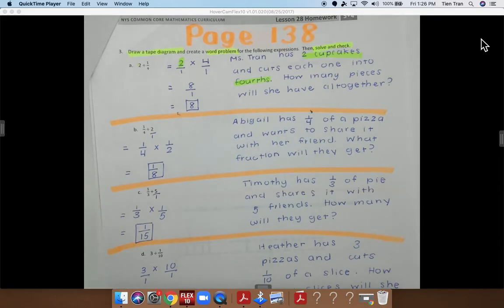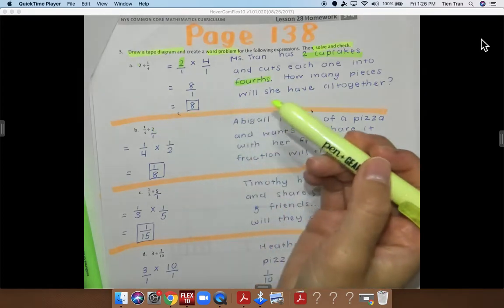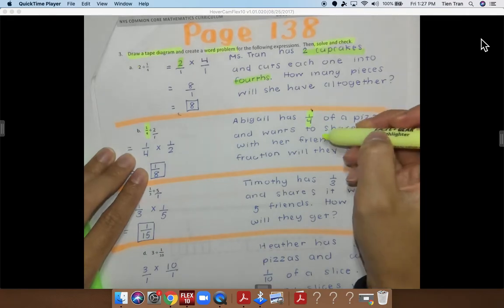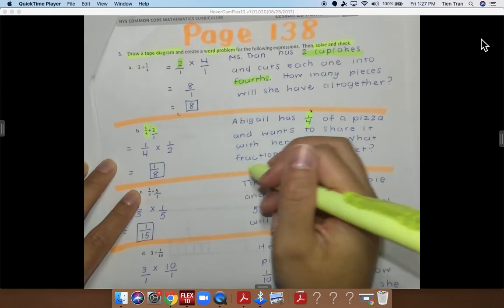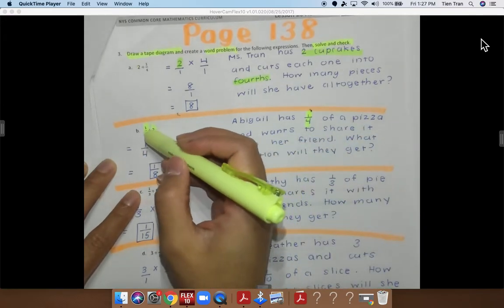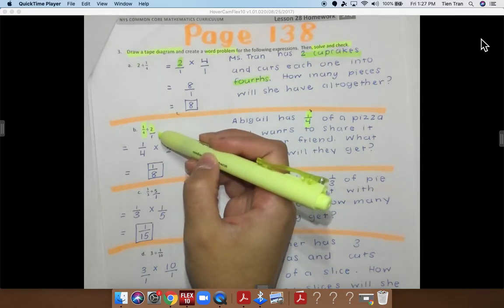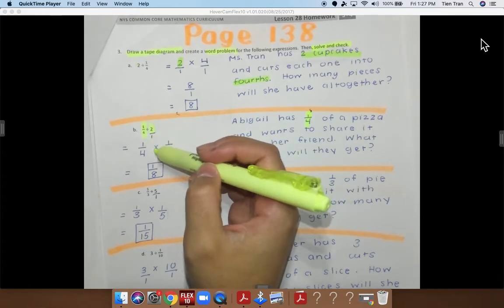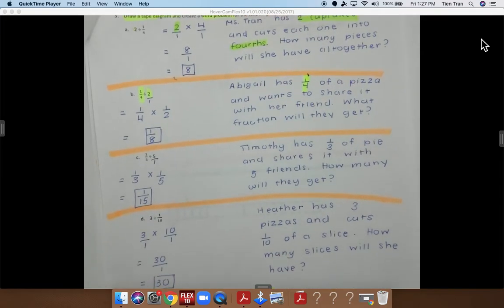For the next problem, it says here, 1/4 divided by 2. So I wrote Abigail has 1/4 of the pizza and wants to share it with her friend. So that's between 2 people. What fraction will they get? I'm going to flip the division sign into a multiplication sign. Flip 2 into 1/2. So 1 times 1 is 1 and 4 times 2 is equal to 8. I get 1/8.